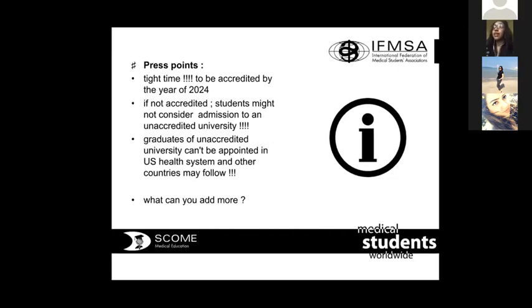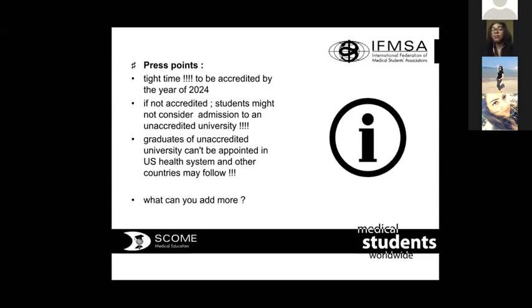The third thing is that graduates of unaccredited universities, whether they registered right now or want to register after 2024, cannot be registered in ECFMG if their university is not accredited. Even if I registered in the ECFMG right now, after 2024, if the medical school I graduated from is not accredited, I will lose my registration in ECFMG. And that's why each student, whether graduate or undergraduate, registered or not, has to make sure the medical school they're studying in or graduated from is accredited by the WFME so they can register in ECFMG.